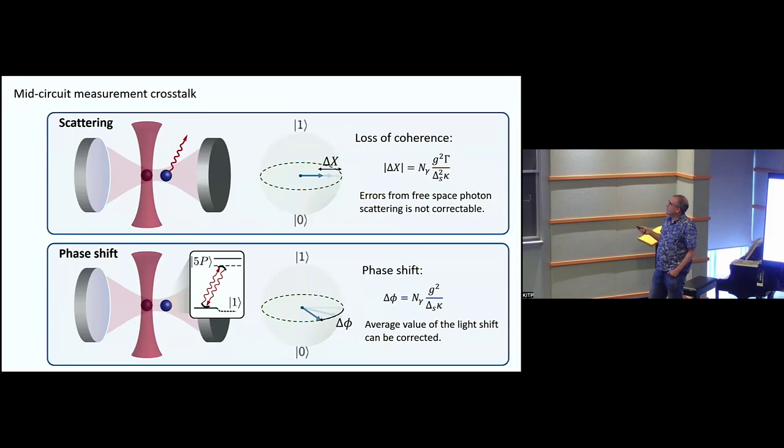There's also a phase shift that the atom can acquire. There's an energy shift of the other qubits due to light that is scattering in the cavity from this first qubit. That would also lead to some kind of crosstalk, although that is perhaps a fixable problem.